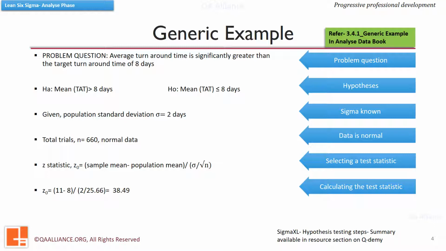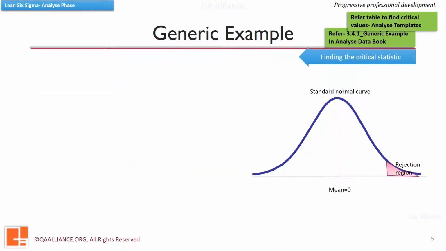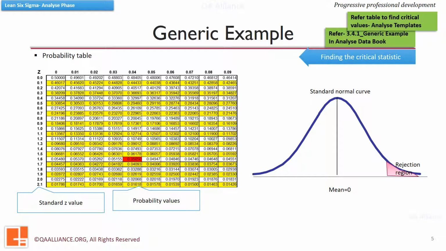Remember, we have to do a one-tailed test here. The z statistic comes out to be 38.49. Next, we find out the critical value. The critical statistic in this case is the value of z at the chosen level of alpha, that is 0.05. To do this manually, we refer to a table, the probability table or the z table.